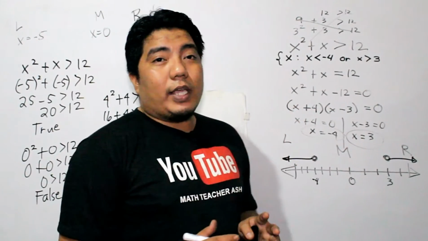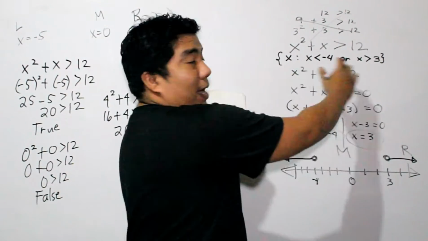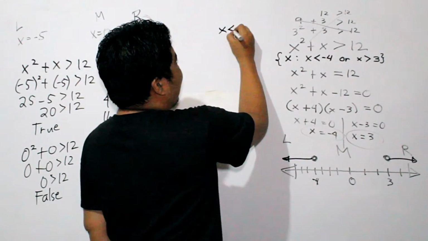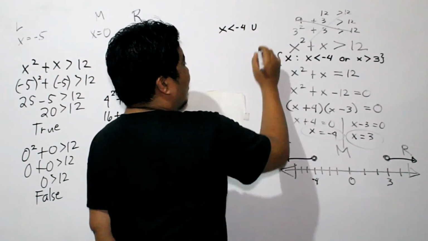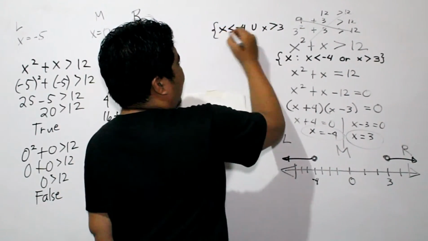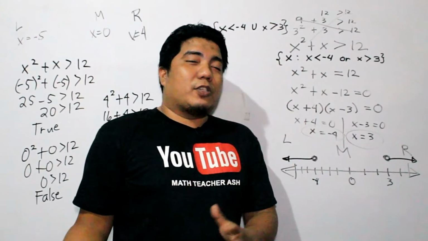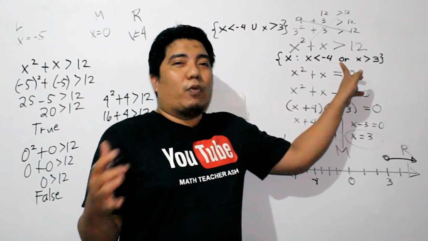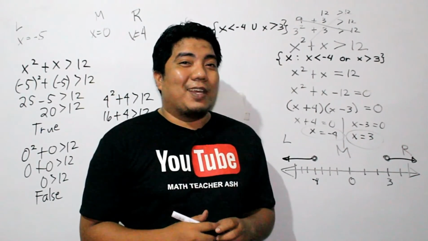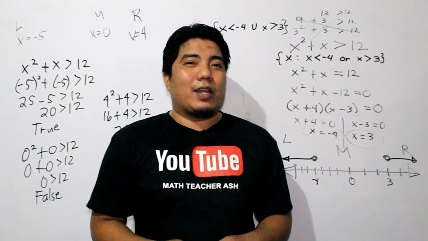Now, what are the ways in order to show this answer? You can also write your solution in this manner, or you can also use this kind of solution. So that is x is less than negative 4 union x is greater than 3. Okay. So we use the word union. Remember, in the lesson of set theory, the meaning of or means that either this one or this one is acceptable. Okay? So that is how you solve quadratic inequality. Now, let us consider another example.